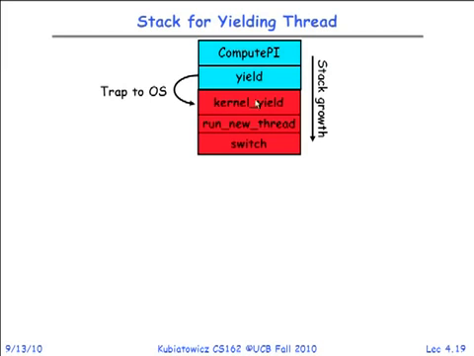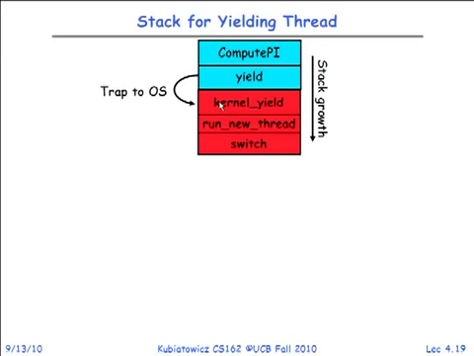Then that kernel yield calls run new thread, which then calls switch, which I'm going to explain all of these things in a second. The first thing to note is that because we're scheduling threads in the kernel, we have to go into kernel mode to do it. Hopefully that's not surprising to everybody. And remember that these system calls are actually special trap instructions that go to special places in the kernel at the same time they go to kernel mode.